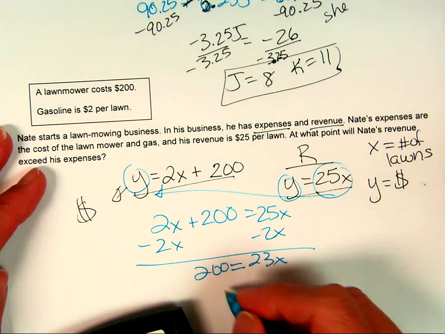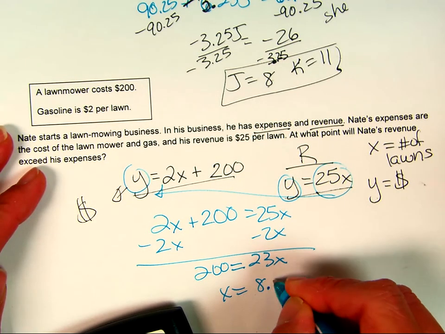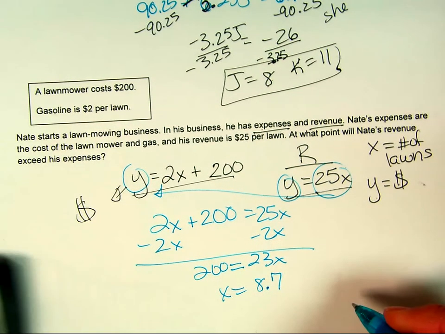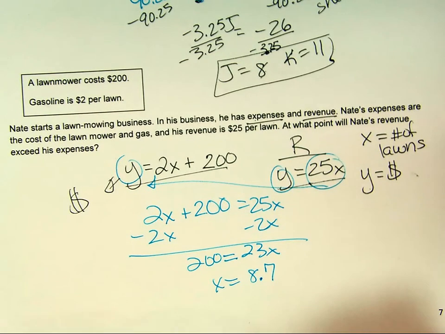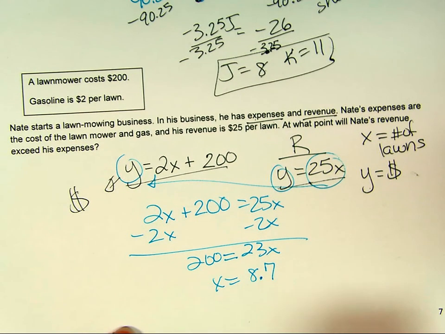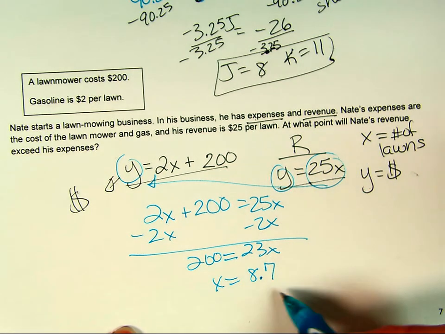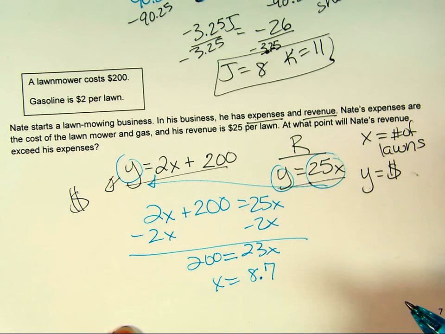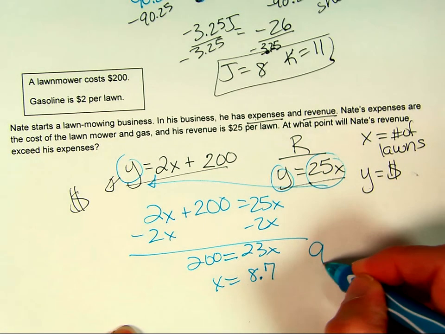Well, do you think he's ever, it's really 8.7. Do you think he's ever going to mow 8.7 lawns and then just stop three-quarters way through the lawn? No. So what we would say was, how many lawns would he have to mow in order to break even? He'd have to mow 9 lawns. So we'd say 9 lawns.